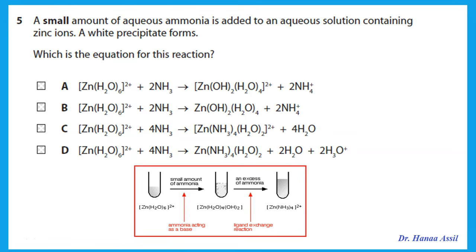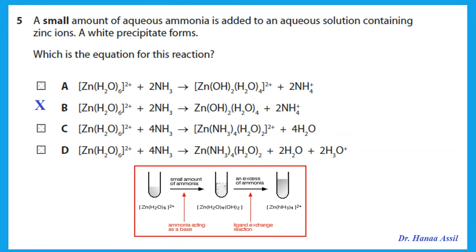Remember that ammonia acts as a base, so there is deprotonation at the beginning. And with excess ammonia, there is ligand exchange, so some of the water is replaced with ammonia. So what is the equation for the formation of the white precipitate? That is my equation, in which I'm starting with zinc with 6 water ligands. If I add a small amount of aqueous ammonia, I'm going to add 2 ammonia, not 4 ammonia.